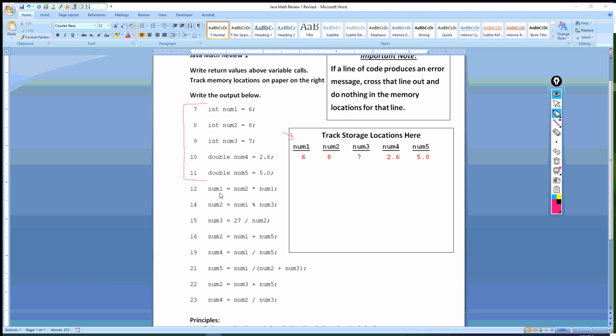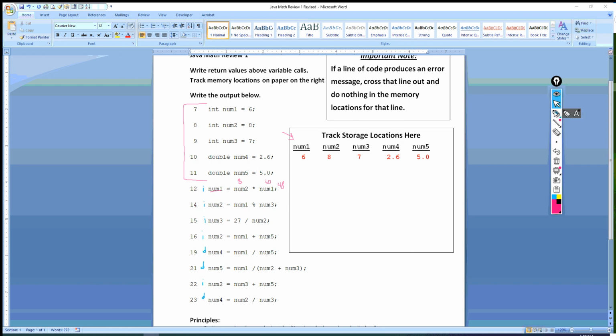So we go to line 12, and it says num1 is assigned num2 times num1. Num2 is 8, so you write that above here, and num1 is 6. You write that above here. That's one of the things I said to do. These are the return values. And you multiply 8 times 6, you get 48. Now you take that 48 and you're going to store it inside num1, which is fine because num1 is an int.